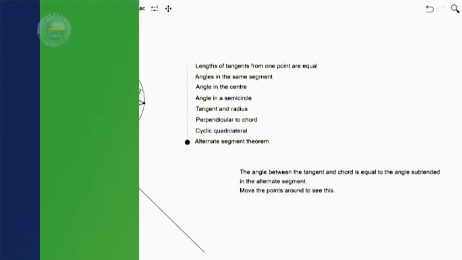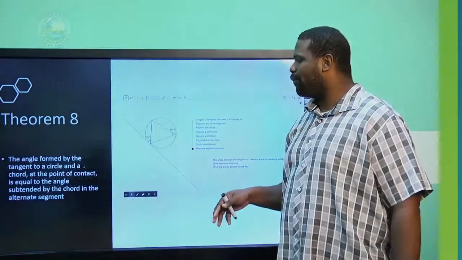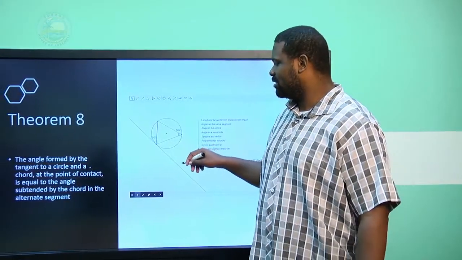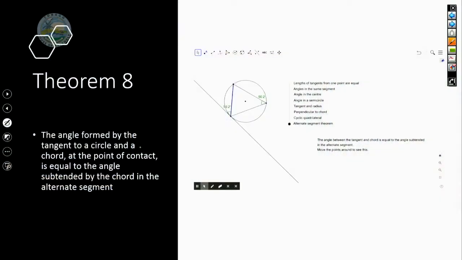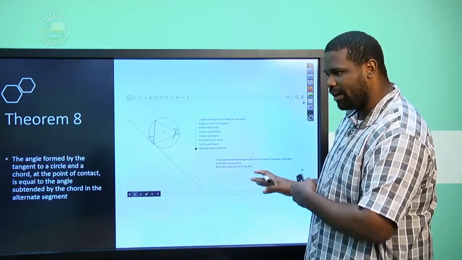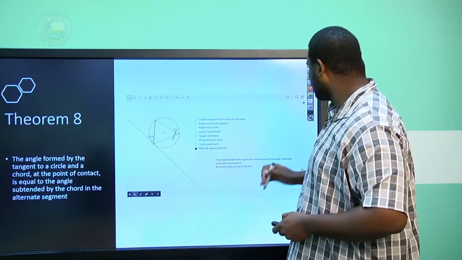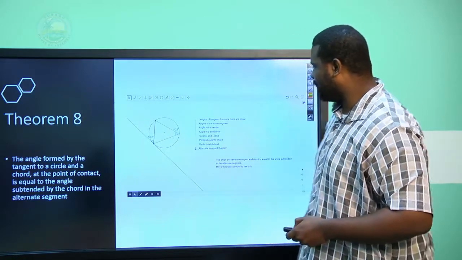And let's look at Theorem 8, which says that the angle formed between the tangent to a circle and a chord at the point of contact is equal to the angle subtended by the chord in the alternate segment. So here we have the angle between the tangent and a chord, and that is going to be equal to the angle subtended by that chord at the circumference in the alternate or the other segment. Let's look at the rule and see if we can apply this knowledge.